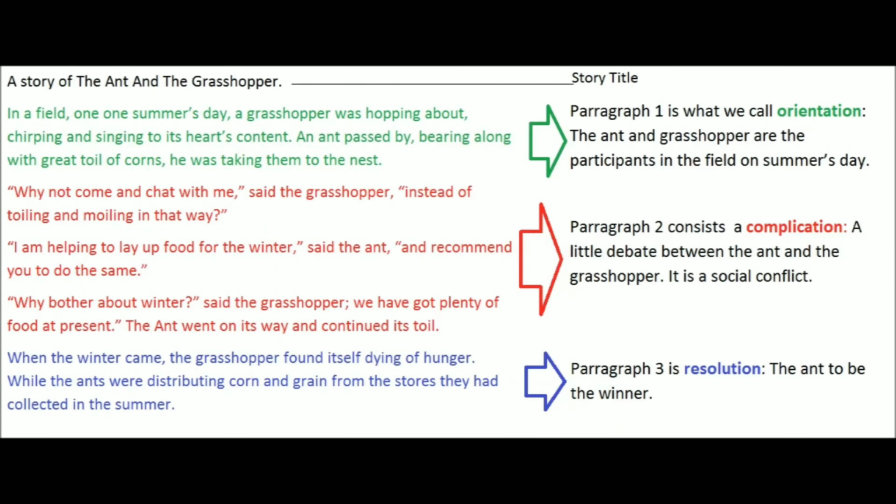Okay, my students, let's read together the example and the generic structure of narrative text. It is about a story of the ant and the grasshopper.